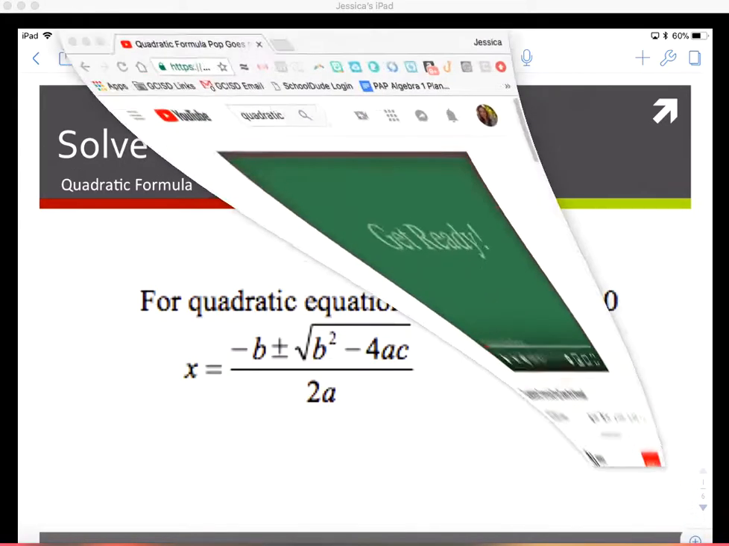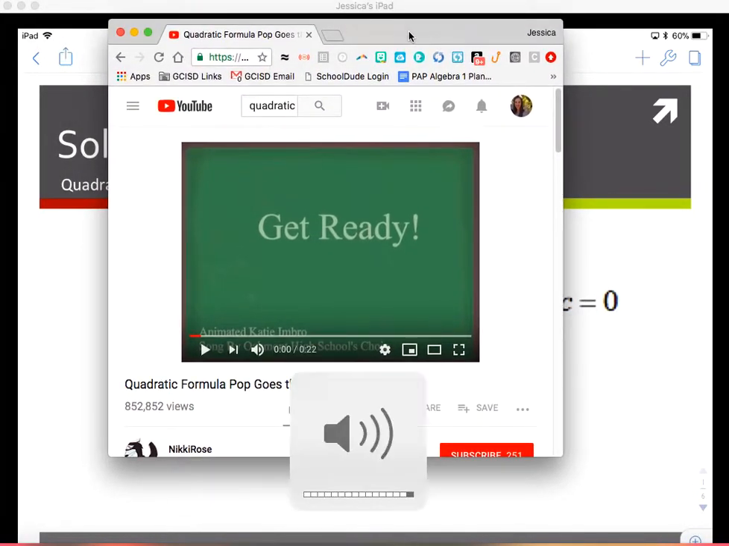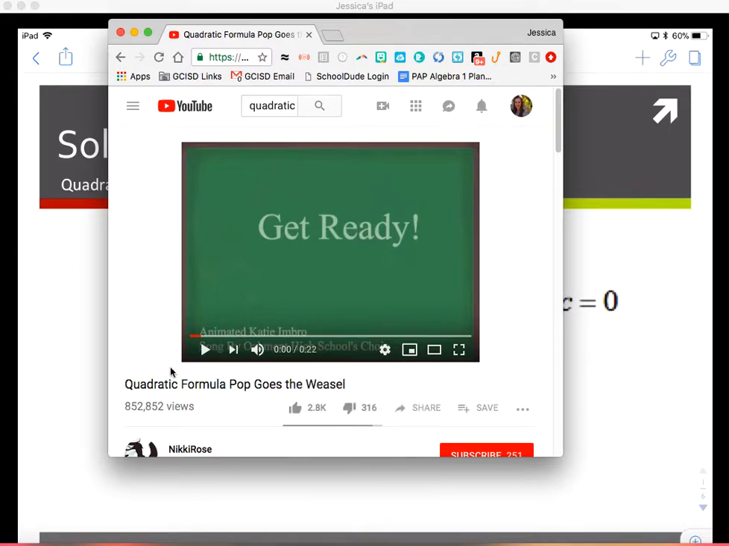To memorize the quadratic formula, you can use Pop Goes the Weasel to help you.